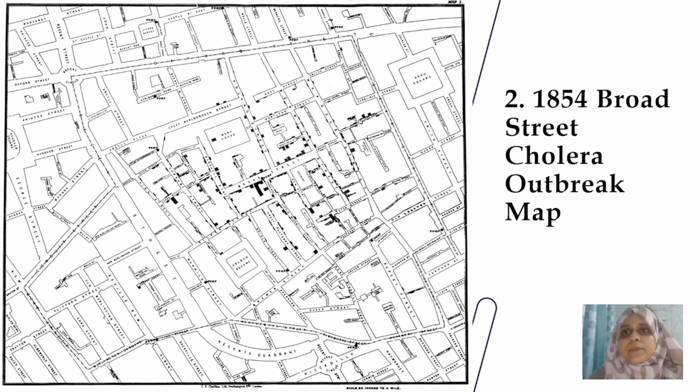The second example is the 1854 Broad Street cholera outbreak map. John Snow's cholera map used bars on city blocks to show deaths. These bars revealed that they all used the same contaminated well. This breakthrough linked cholera to polluted water and led to safer wells and sewage systems. It's a classic example of visualization solving real world problems.